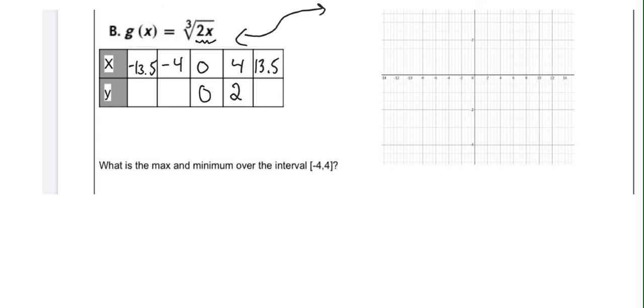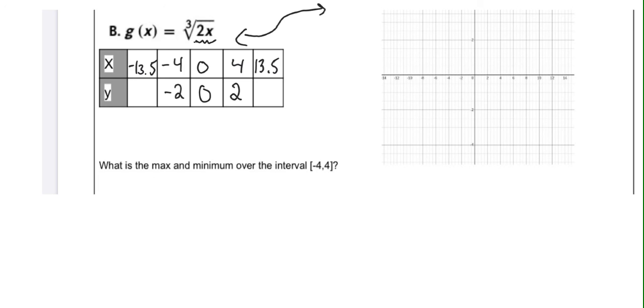-4 times 2, so -4 times 2 is -8. We can take the cube root of a negative number, right? It's because -2 times -2 times -2 gives us -8. So our solution is -2, right? Because the cube root of -8 is -2.